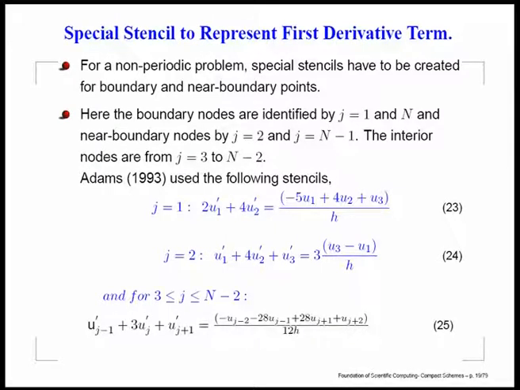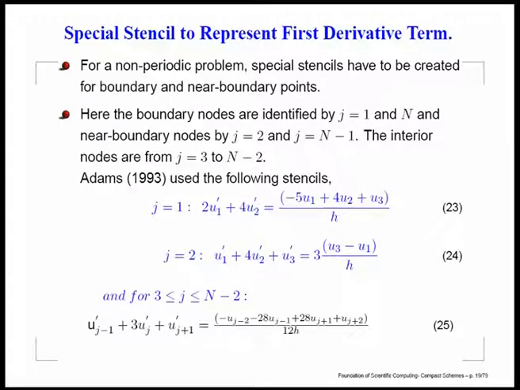So, you need to have closures at j equal to 1 and j equal to 2, and as we kept saying time and again, this will have to be one sided. So, at j equal to 1, it would be an admixture of u1 prime and u2 prime on the left hand side, and on the right hand side also it has to be one sided, right. So, that is what is done here.